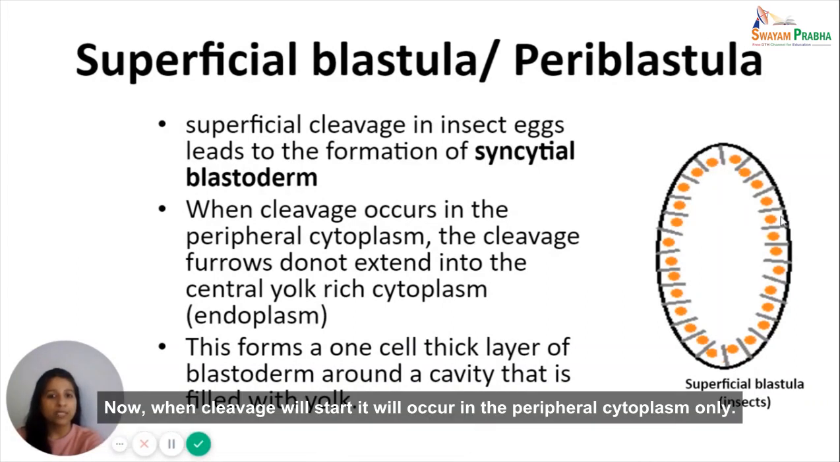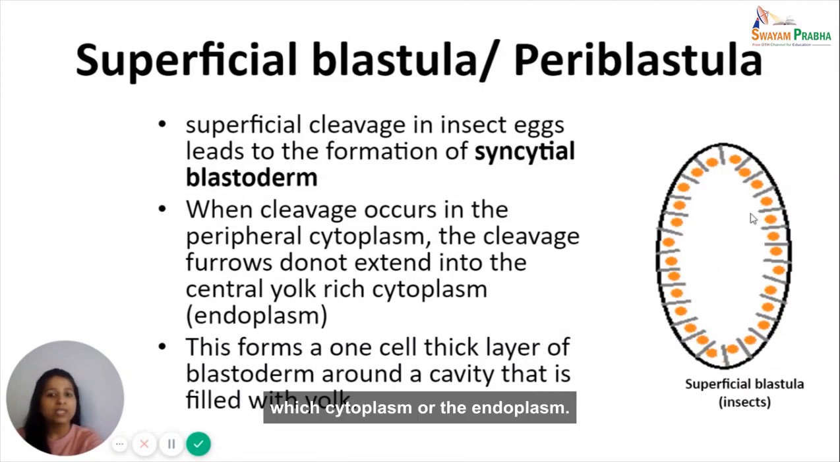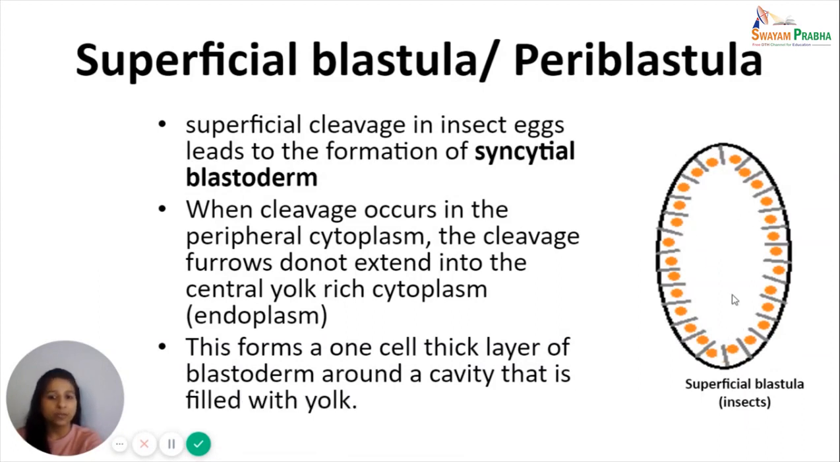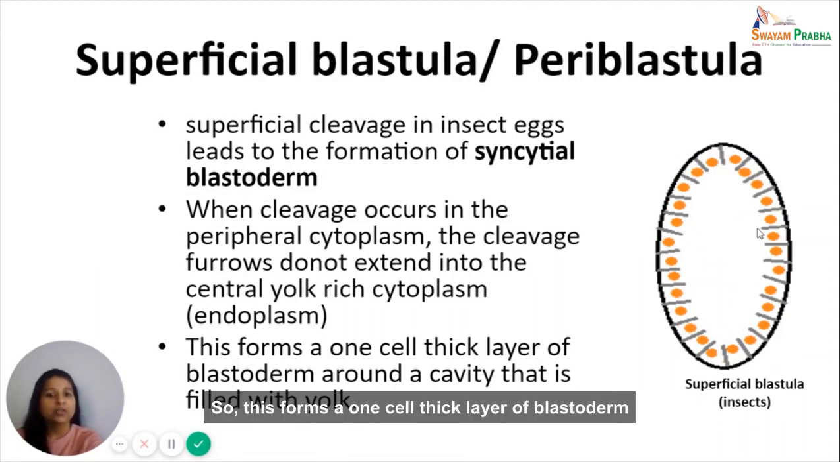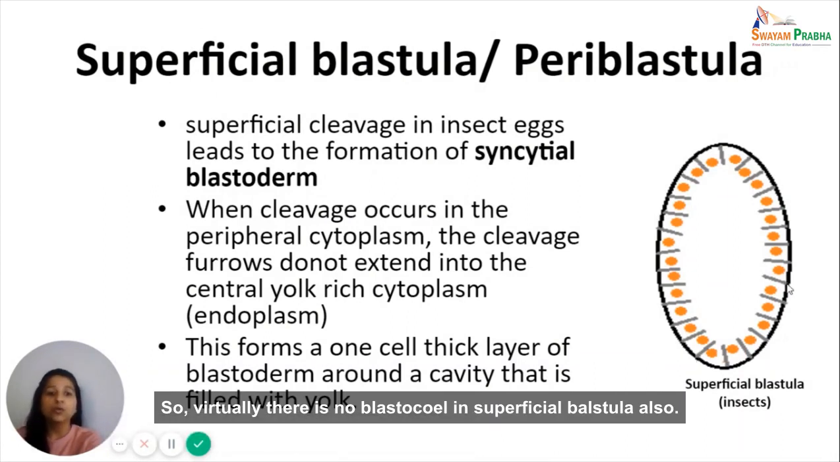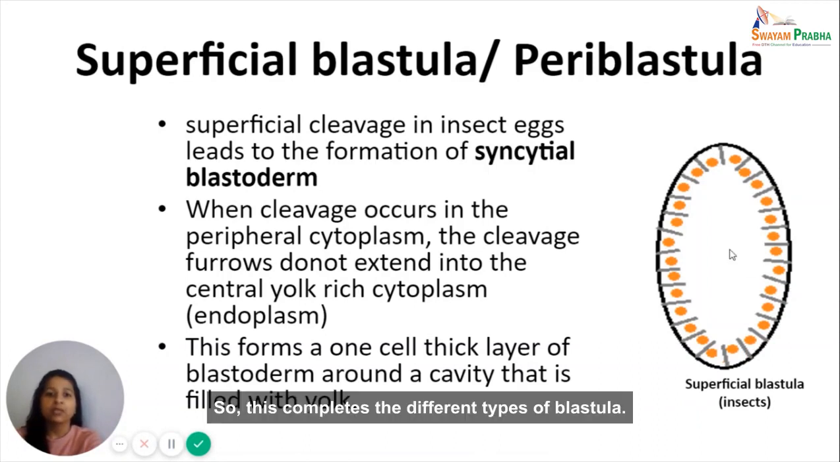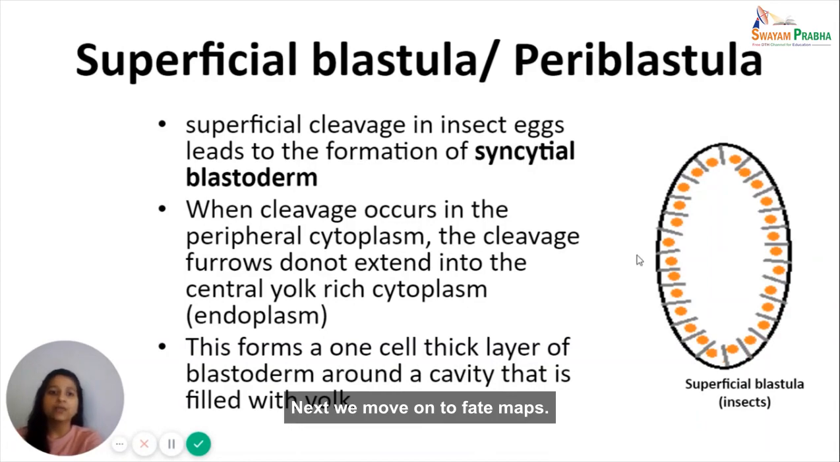Now, when cleavage will start, it will occur in the peripheral cytoplasm only. The cleavage furrows will not be able to extend into the central yolk-rich cytoplasm or the endoplasm. So this forms a one-cell thick layer of blastoderm around a cavity that is filled with yolk. So virtually there is no blastocele in superficial blastula also. So this completes the different types of blastula. Next we move on to fate maps.